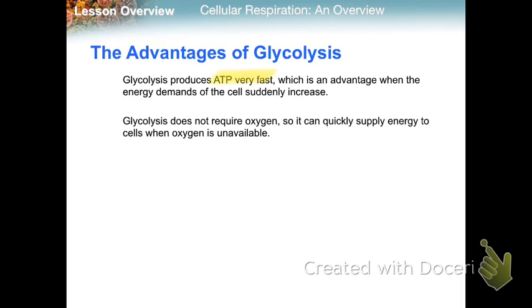This process happens very fast, and it's an advantage when the energy demands of the cell suddenly increase. Another advantage is glycolysis doesn't require oxygen. It can supply energy to cells when oxygen is unavailable.